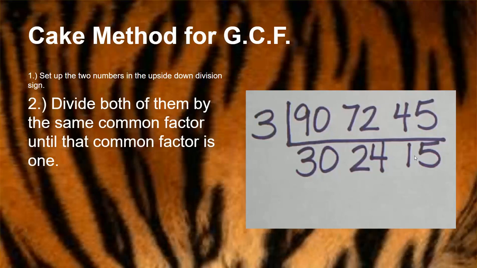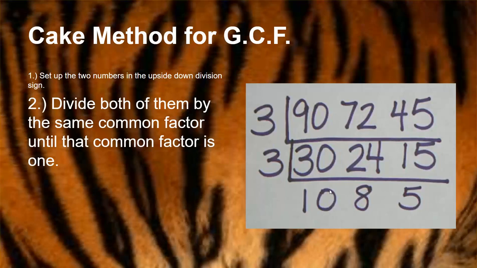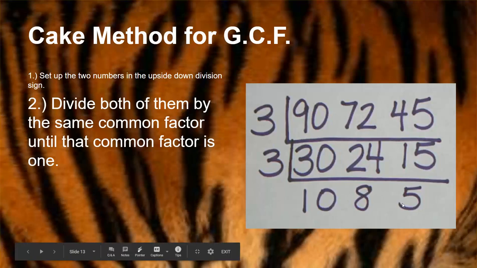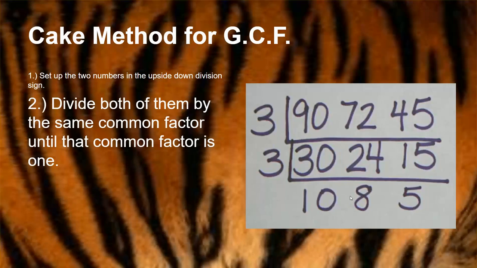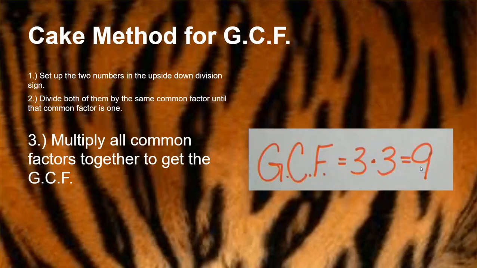Now, looking at these 3 numbers, 30, 24, and 15, they do have another common factor. That number is 3. 30 divided by 3 is 10. 24 divided by 3 is 8. 15 divided by 3 is 5. Now, I look at the next three numbers, 10, 8, and 5. They have nothing in common in all three. It has to be in common in all three in order to be considered a greatest common factor. Therefore, I'm done. I just multiply 3 times 3 together, and I get my answer of 9.